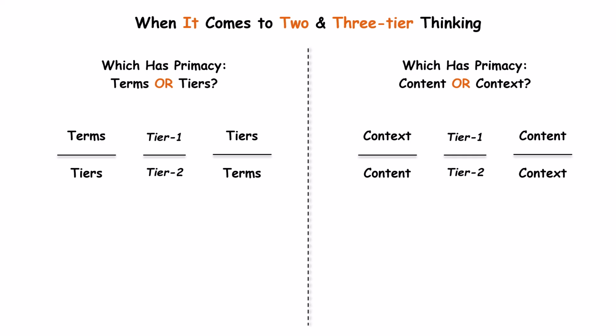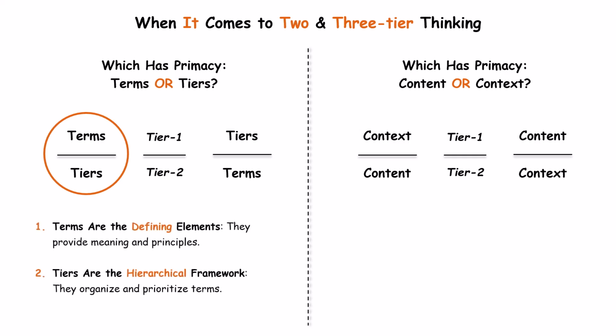As we wrap up this presentation and prepare for part 2 of three-tier thinking, let's focus on two key primacy issues. First, which has primacy in two- and three-tier thinking? Terms or tiers? Answer: terms. Explanation: terms are the defining elements. They provide meaning and principles. Tiers are the hierarchical framework. They organize and prioritize terms.